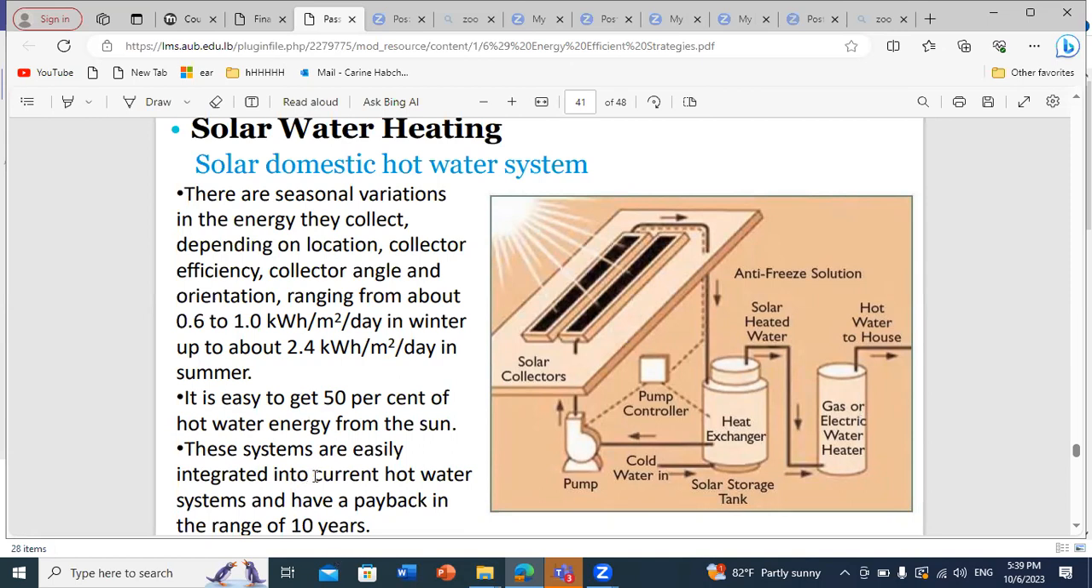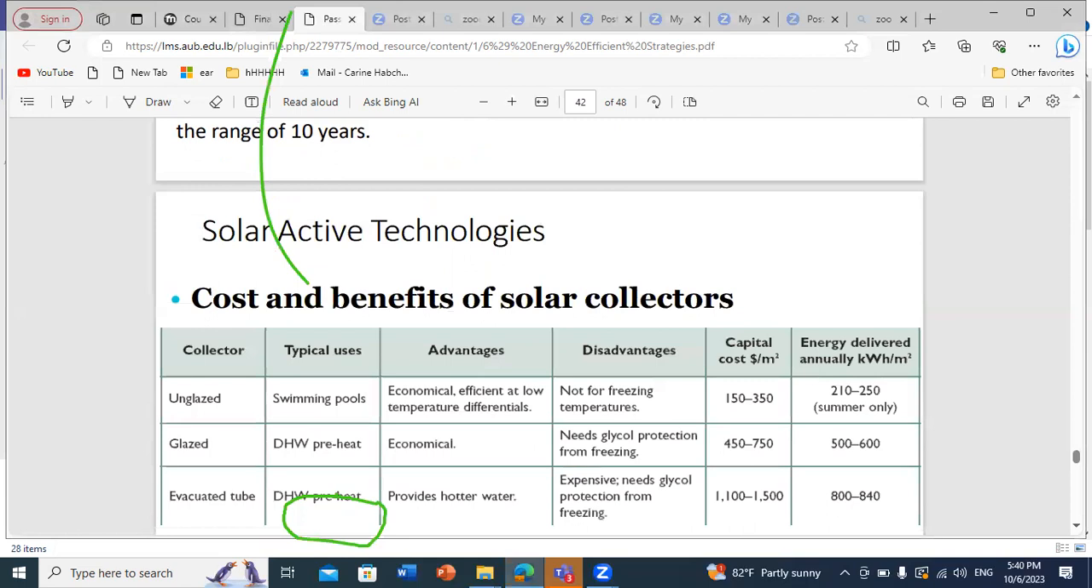These systems are easily integrated into current hot water systems and have a payback period in the range of 10 years. The payback period is not very encouraging. 10 years is relatively large. This is why we are continuously trying to develop technologies in order to reduce the payback period. And now we were able to enhance a lot. Until now, we have continuous improvement in such systems, which will reduce the payback period.